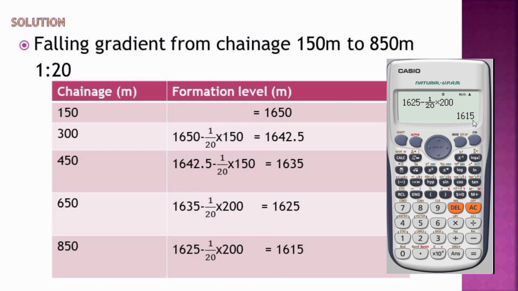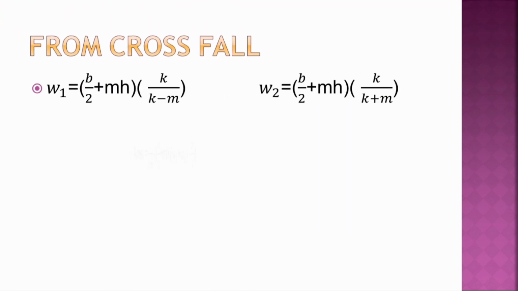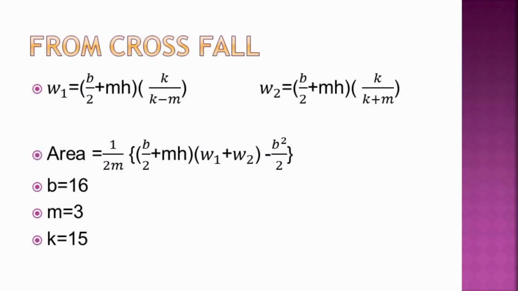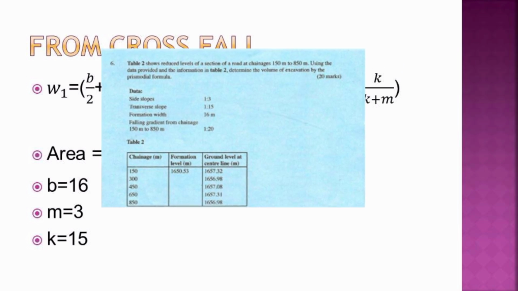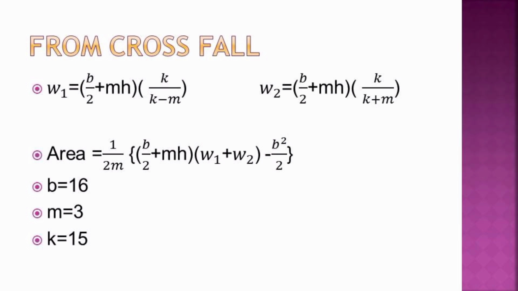I went ahead and found my best possible solution for calculating the area, and I used the method of the crossfall. So that is calculating the area of sections under the crossfall. This is best because the data given to me had the side slope and the transverse slope. We had the formational width. That means all that I'm looking for is provided there.